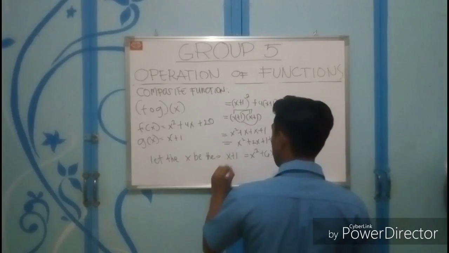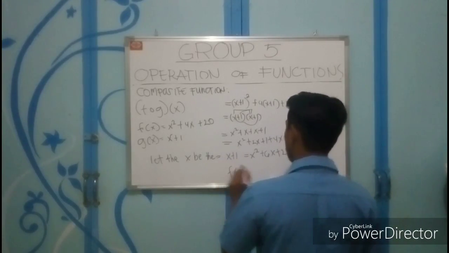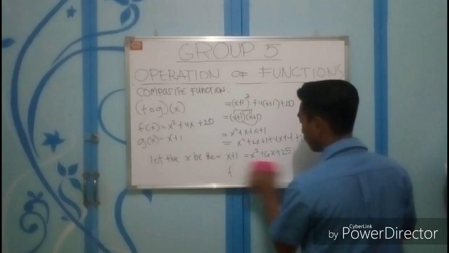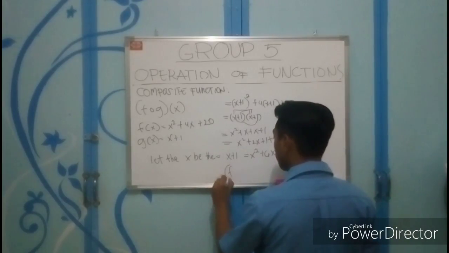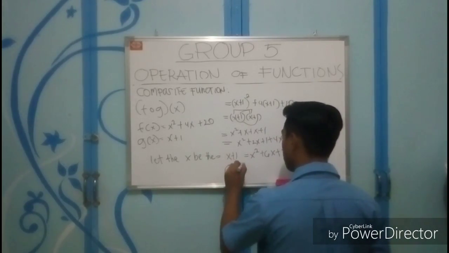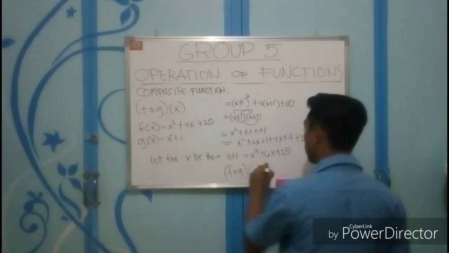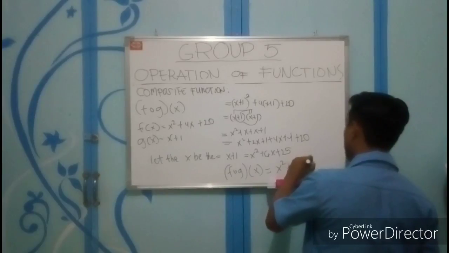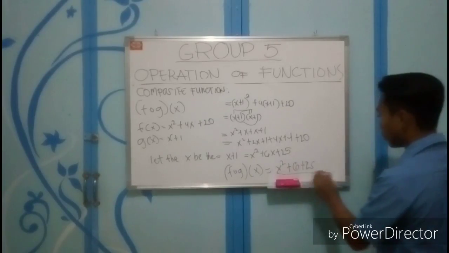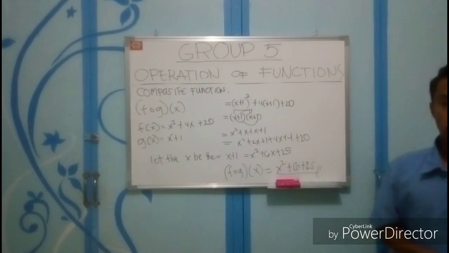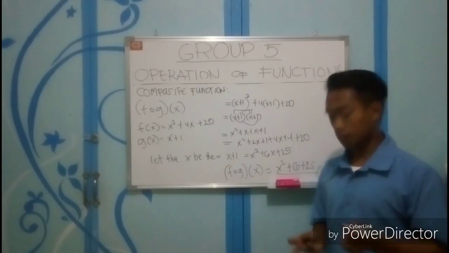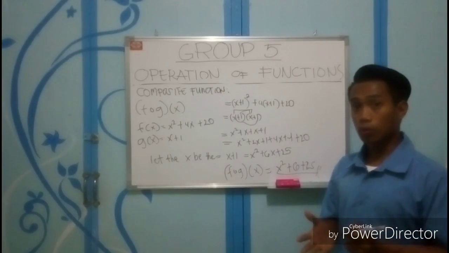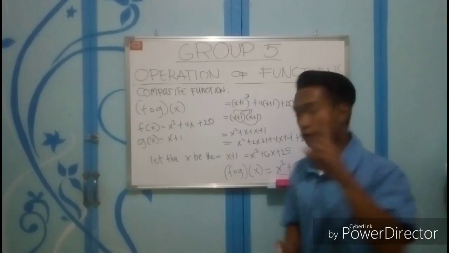And f of x, f composite of g of x is equal to x squared plus 6x plus 25. This is the final answer. Did you get it? No? Okay. Let's have another example.